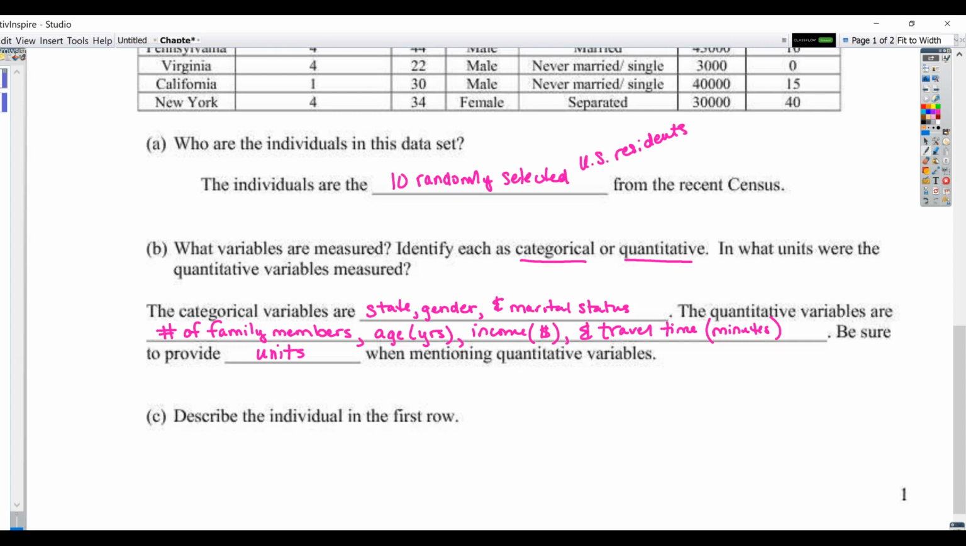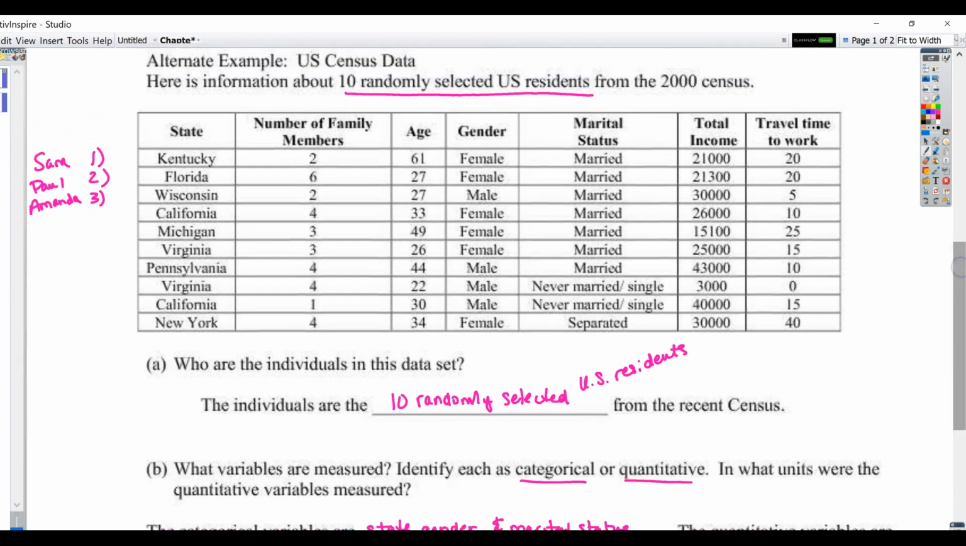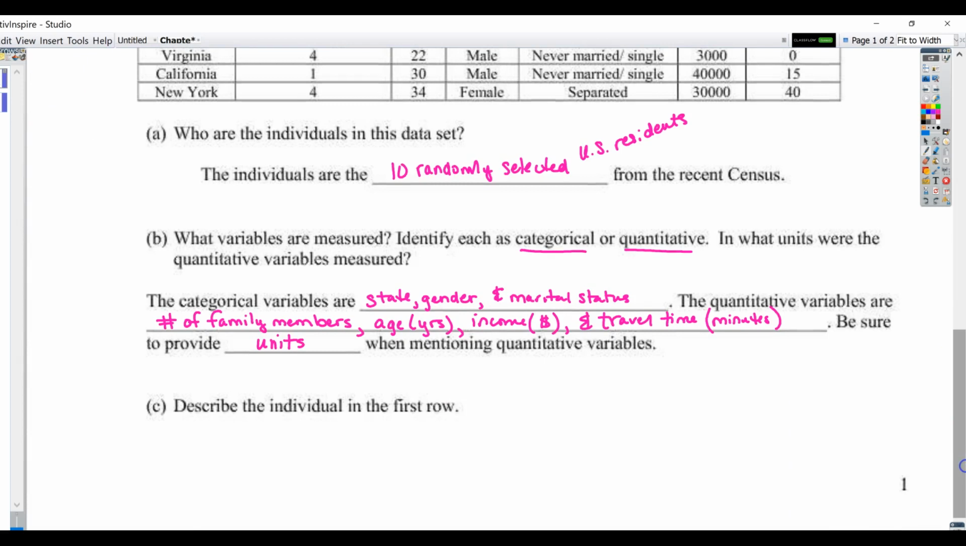So let's look at the individual in the first row. I can go back up here and look at this person. And it is not Sam. I just gave that description there. But the individual, in fact, is female, but that could be a female name, who is 61 years old, has 2 family members from Kentucky, married, has a total income of $21,000, and it takes about 20 minutes to get to work. So let's just write that down. This is the level of detail we'd be looking for.